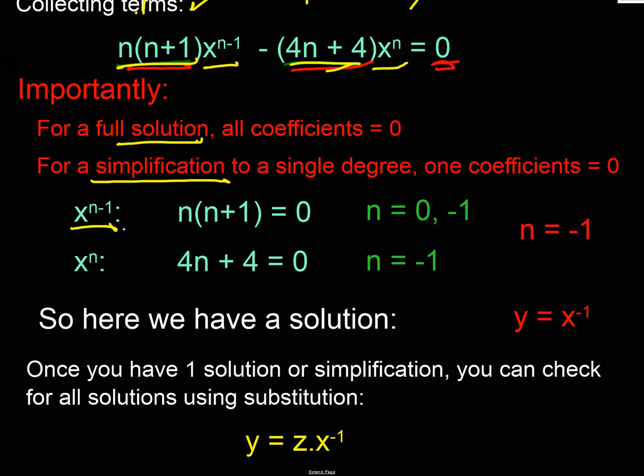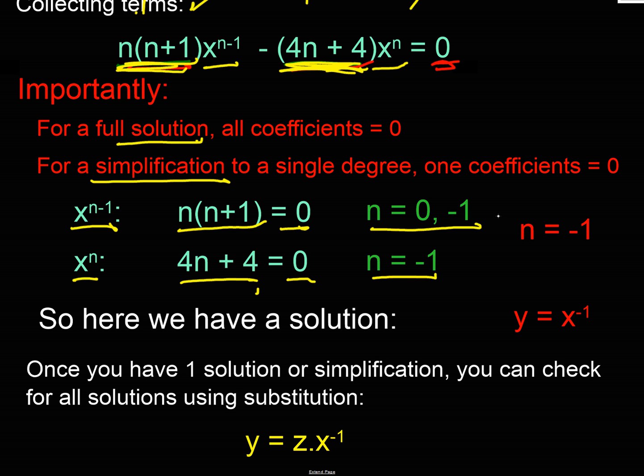Well, the coefficient of x to the n minus 1 is this one here, n times n plus 1. That equals 0 when n is 0 or n is minus 1. Now if I look at the coefficient of x to the power n, I get this one up here. So I've got 4 times n plus 1. Well, when's that going to be 0? When n equals minus 1.